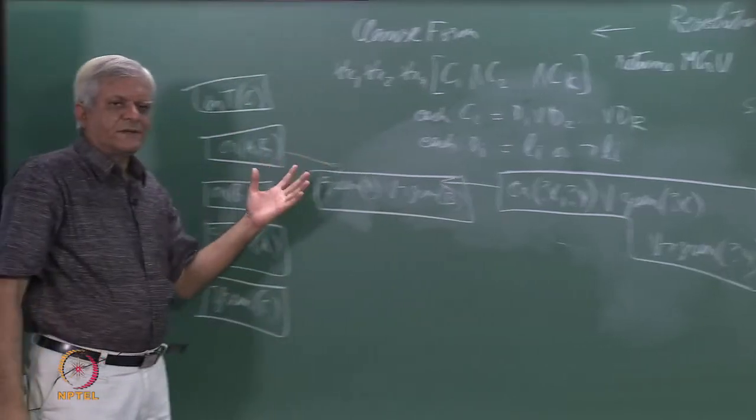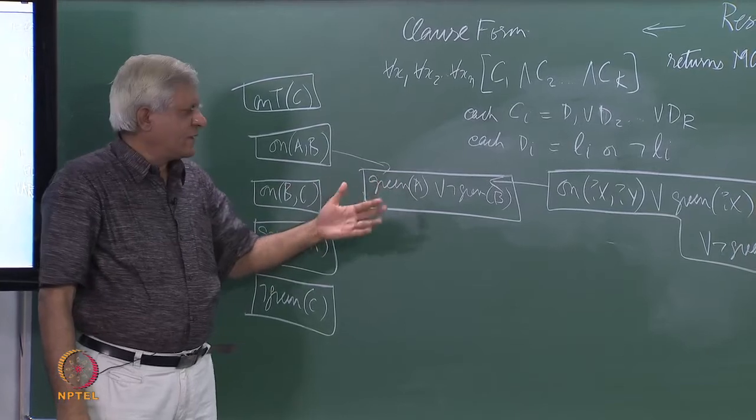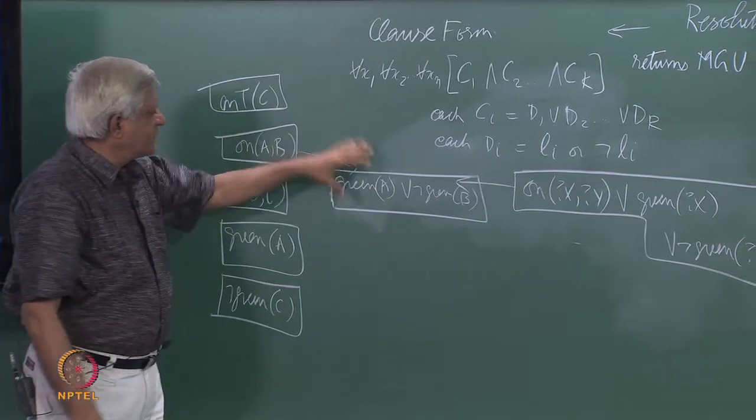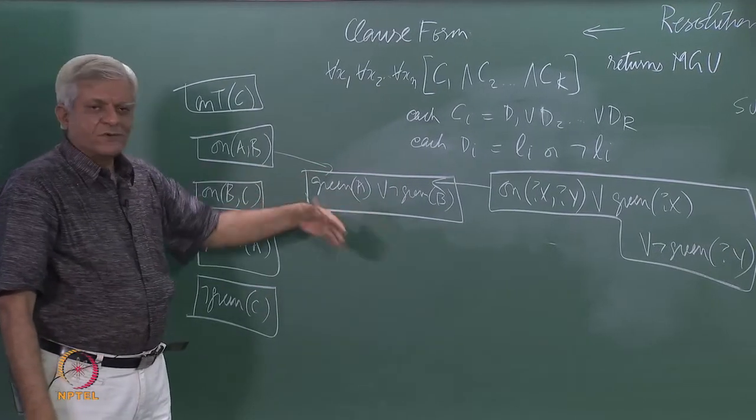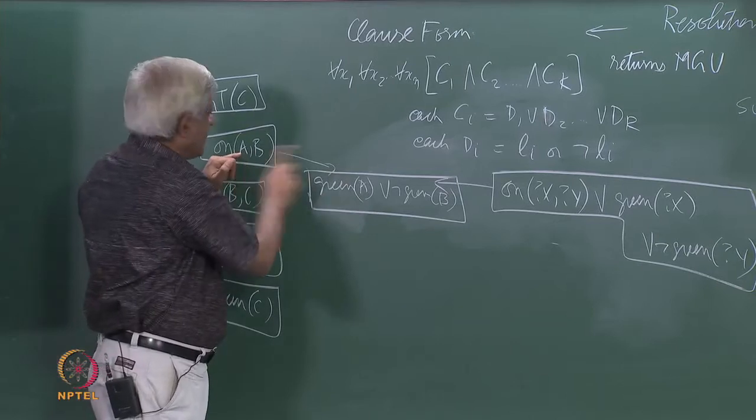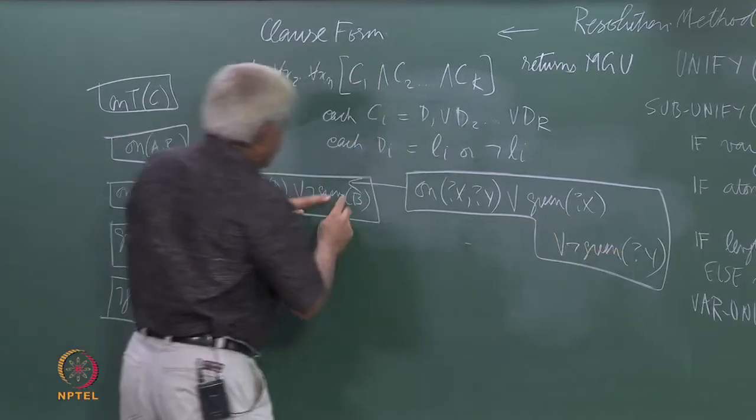I have not stated the resolution step or the rule for first order logic, but you can see that it is very similar to modified modus ponens. You apply the substitution, and in the resolvent you have the substitution already applied. Because I am saying x equal to a and y equal to b, this becomes a, this becomes b, and I get this.